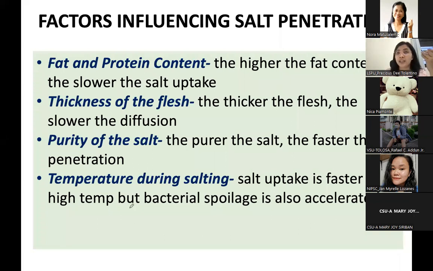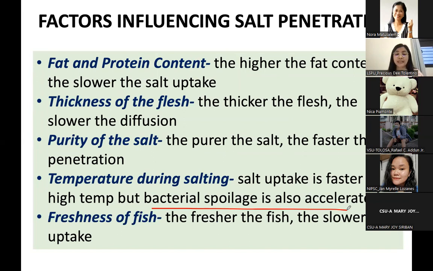Tama din naman. Again, tandaan niyo pag higher yung temperature, mas mabilis din yung mga reaction. However, in preservation, hindi natin gusto yung high temperature. It's because bacterial spoilage is also accelerated. Lastly, the freshness of fish. The fresher the fish, the slower the uptake.